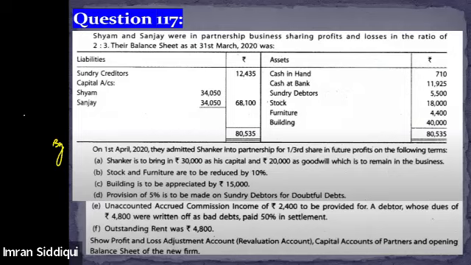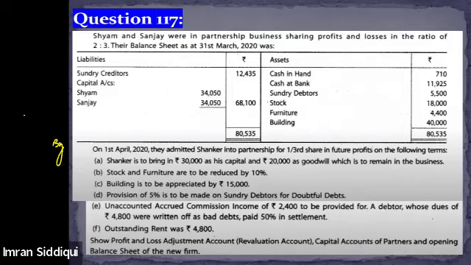Both of you are preparing the revaluation account, right? Yes, sir. Okay, let me explain point E as well, so that when you prepare the revaluation account, you ultimately get the correct answer. See, what is actually being said in point E? It says that unaccounted accrued commission income of rupees 2,400 was provided for.